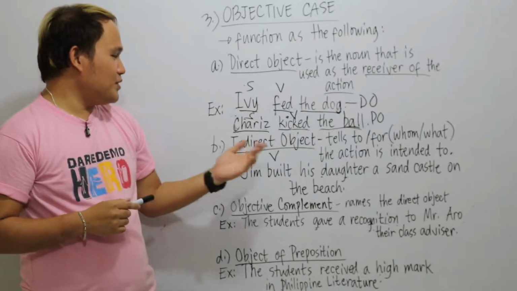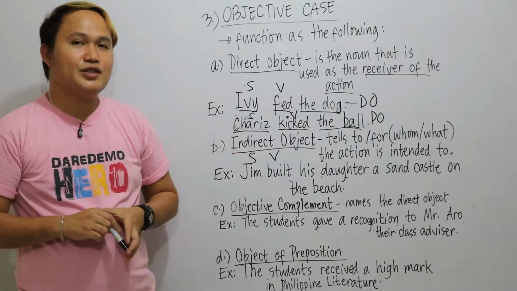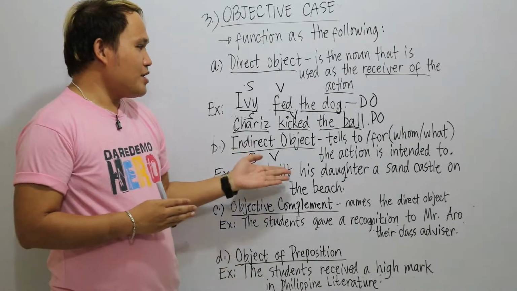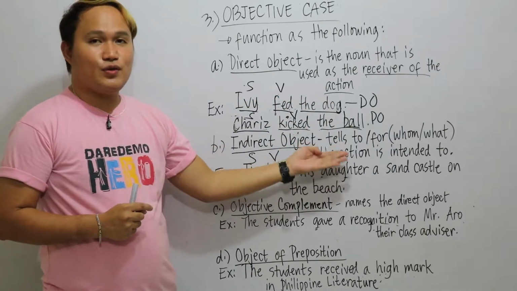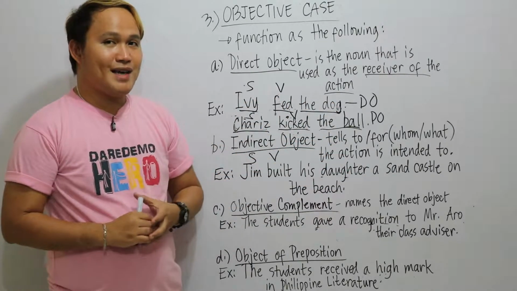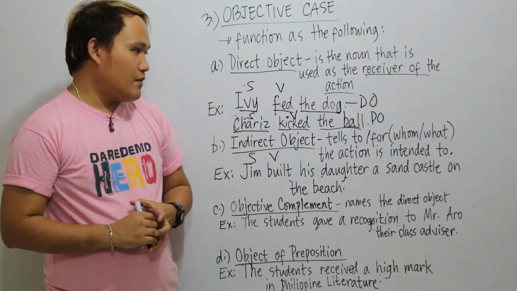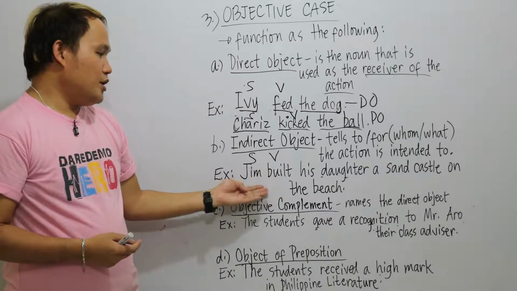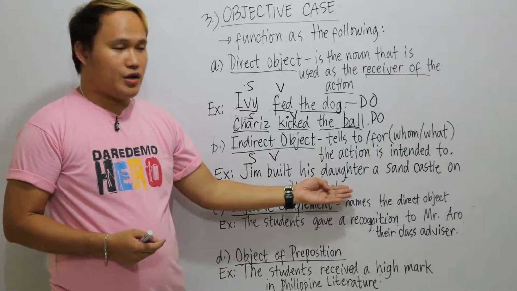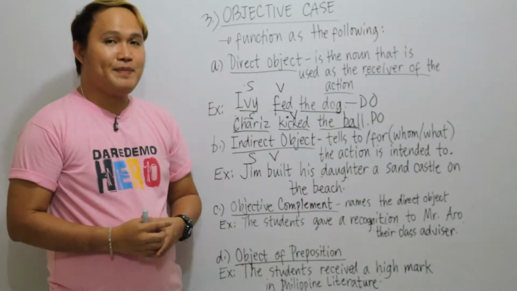Alright, let's move on to the second function, which is the indirect object. For indirect object, opposite to direct object, it tells to or for whom or what the action is intended. So let's have an example: Jim built his daughter a sandcastle on the beach.